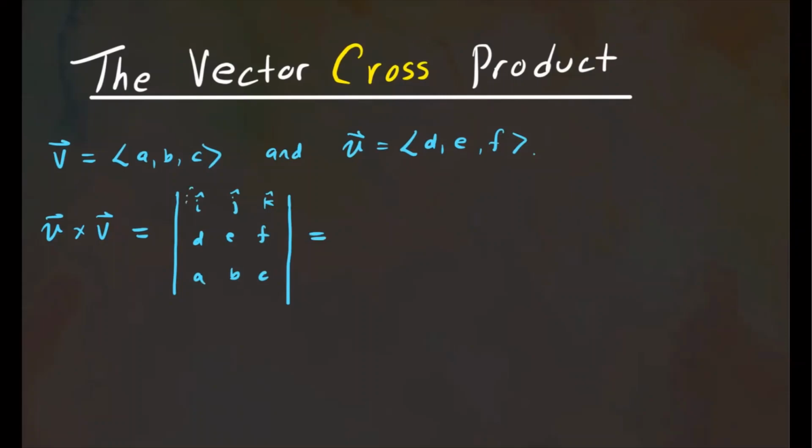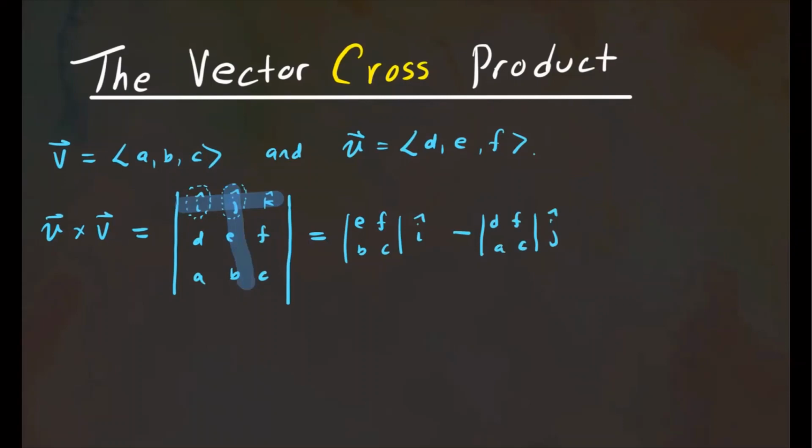For the i entry, we have i times the determinant of this 2 by 2 matrix. So you'll have E, F, and B, C. You set up a 2 by 2 matrix for the first entry. Now for the second entry, that's going to be the j, and this will give you minus the entry from the j component. So this will give us the determinant of the following 2 by 2 matrix. You cross out this and cross out that. This will give you the 2 by 2 matrix with the entries D, F, A, C.